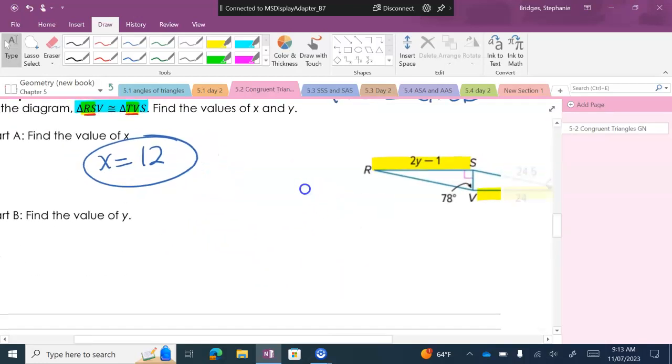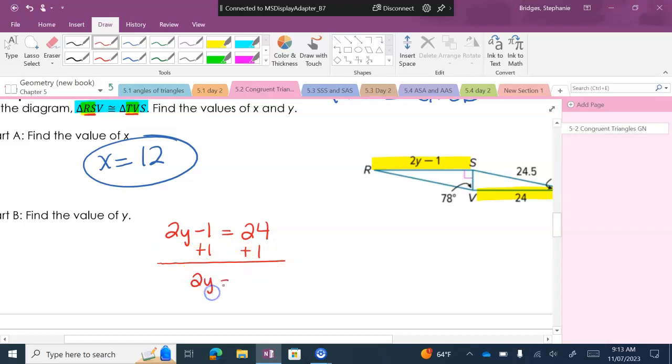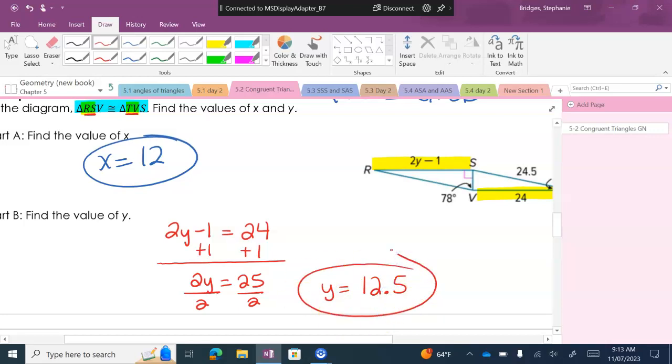So let's set up our equation then. What is 2y minus 1 going to equal? What are the two parts I have highlighted? 24. So I'm going to set 2y minus 1 equal to 24. I'm going to add 1, right? So 2y is going to equal 25. And then this is not going to go in evenly, so we'll get a decimal. And half of 25 is 12.5.